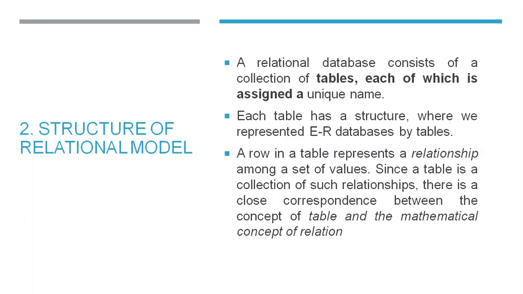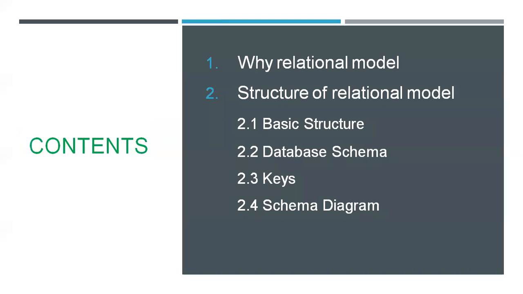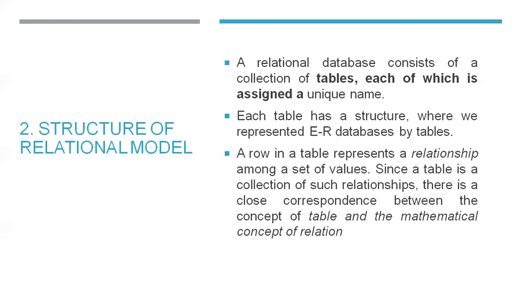A row in a table represent a relationship among a set of values. Since a table is a collection of such a relationship, there is a close correspondence between the concept of table and the mathematical concept of relation. So this is a theoretical part that the example of this particular point, a row in a table, represent that we are going to see in the coming slides. Now this structure consists of 4 points, as I already told: basic structure, database schema, keys and schema diagram, out of which we will start with basic structure.